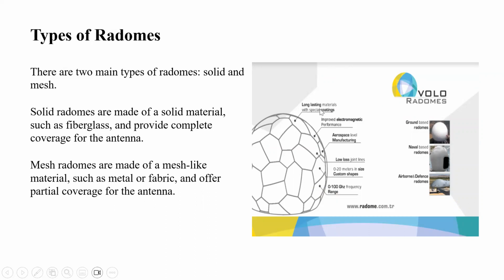As we see in this picture, it is long-lasting material with special coatings. This is the material which is used for making radomes, and it is long-lasting material with special kind of coatings. It has one more feature, which is improved electromagnetic performance, and it is aerospace level manufacturing with low loss joint lines, and 0 to 20 meters in size for custom shapes and 0 to 100 gigahertz frequency range. And there are ground-based radomes, naval-based radomes, and airborne and defense radomes. So these are the three different types and categories of radomes.